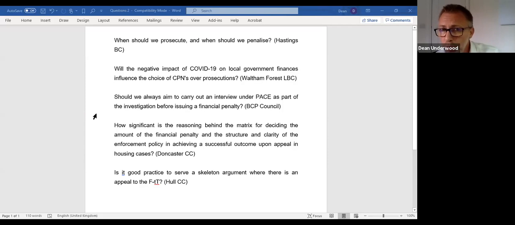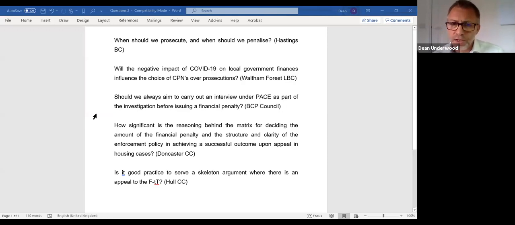BCP Council asked, should we always aim to carry out an interview under PACE as part of the investigation before issuing a financial penalty? I certainly don't see the harm in it. You obviously have to be mindful of the time frames within which you have to operate and within which you have to bring a prosecution and a financial penalty respectively. But yes, I think PACE interviews are often invaluable opportunities to find out from potential recipients or defendants if they have, for example, a reasonable excuse for the offence that the local housing authority thinks they've committed.